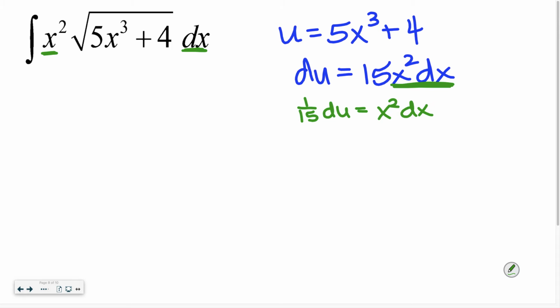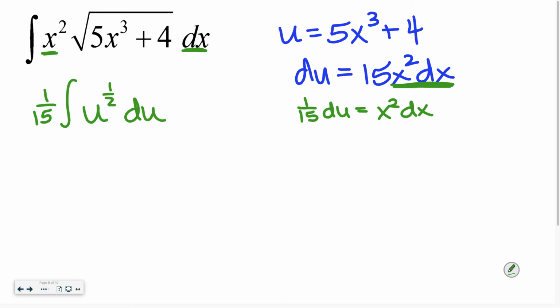Okay. So when we come over here, we can change this to u to the 1/2. And then x squared dx becomes 1/15 du. So I'm going to just throw the 1/15 out in front because it really doesn't matter until the end. And then place my du at the end where it should go.